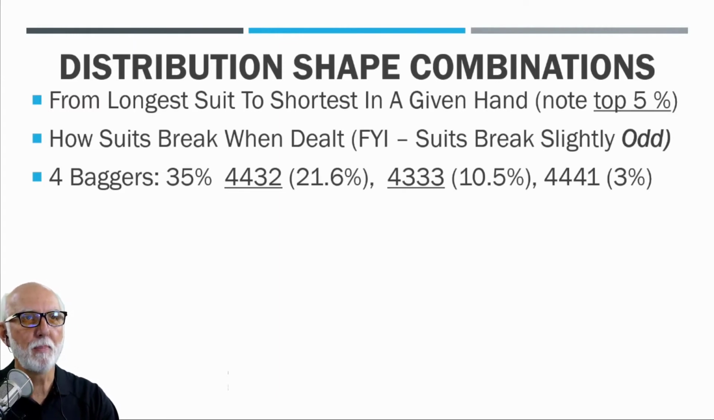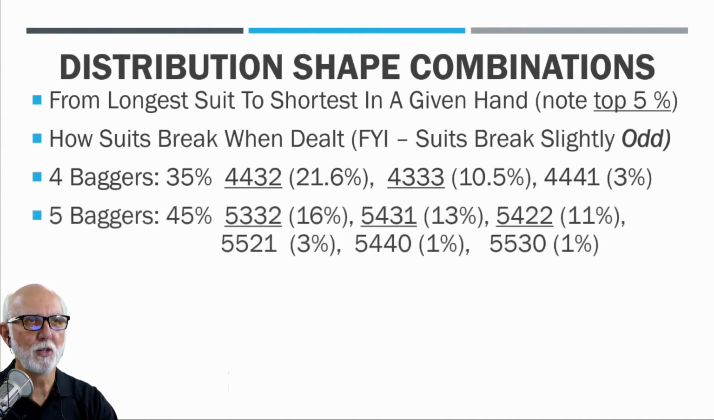Next, how about a 4-3-3-3? That's not a good shape. We'll talk about that in a minute. It's only about 10.5. Let's call it 10%. And a 4-4-4-1, not very often. That's a more shapely hand. They don't come up that often. That's only 3% of the time. Well, okay, there's 2 of the 5 that are the most common ones you're going to be dealt.